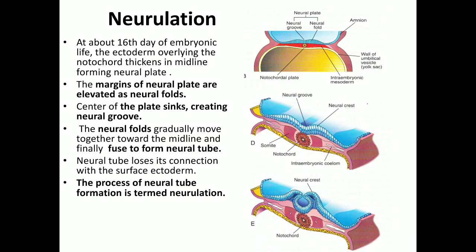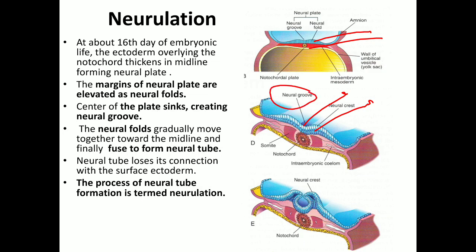Now we come to the neurulation. Neurulation is the process of formation of neural tube, and it starts about 16th day of embryonic life. The ectoderm which is lying over the notochord, this yellow one is the notochord, and the ectoderm which overlies it is called neural plate. The central part of the neural plate is depressed, and the margins of the neural plate are elevated, which are called neural folds, and the central depressed part is called neural groove.